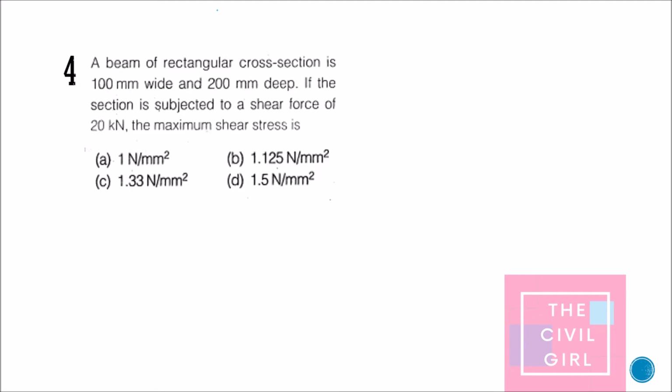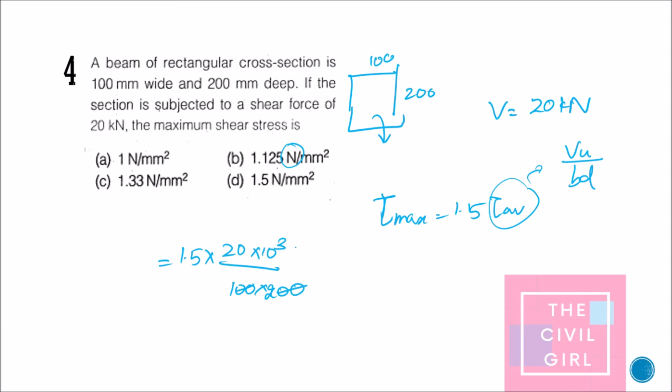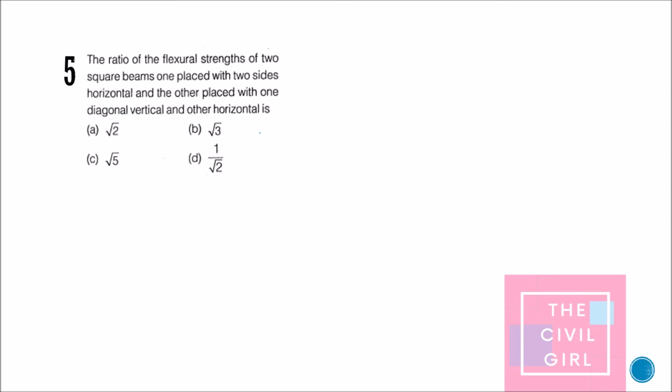That's it. Next question. A beam of rectangular cross section is 100 mm wide and 200 mm deep. And the section is subjected to shear force Vu equal to 20 kilonewton. What is the maximum shear stress? So this is my rectangular section. My tau max is equal to 1.5 times tau average. So what is my tau average? It is equal to Vu by bd. Option D.